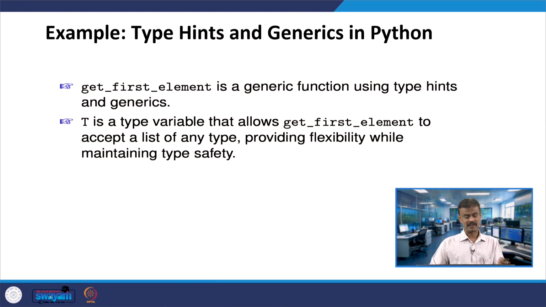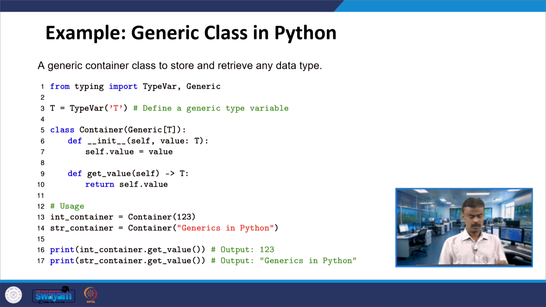So, this is for your reference. How is this working? get_first_element is a generic function, and I have used T as a type variable. This type variable, one time it is working as an integer, another time it is working as a string. That is code reusability. I do not need to write separate functions, which is what I explained at the beginning of this chapter. We will see some of the other cases.